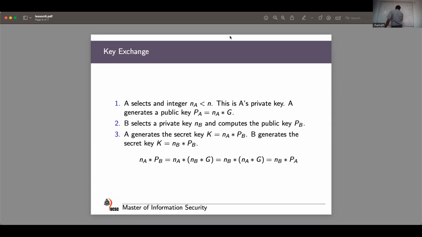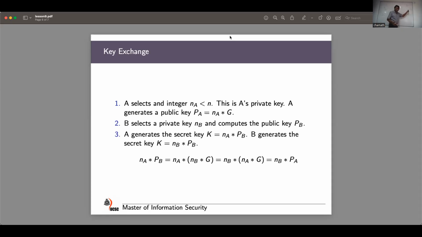And this is also sent over the public line to Alice. So Alice gets NB G. When I write something like that, don't think that Alice knows NB. Alice knows the net result of this, not the individual parameters. Again, it's the same thing. Bob knows the value of this, not the individual parameters.